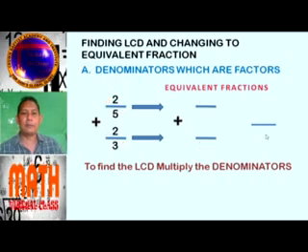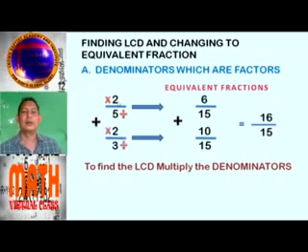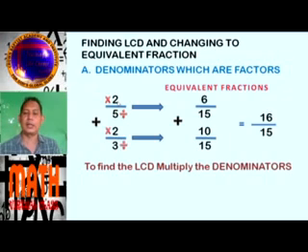Last example. We have 2/5 plus 2/3. Again, 5 is not a factor of 3. Therefore, we will have to multiply. Next, divide. 15 divided by 5 is 3. Then you multiply by 2. The answer becomes 6. Next, 15 divided by 3 times 2. The answer is 10. So the answer is 16 over 15.